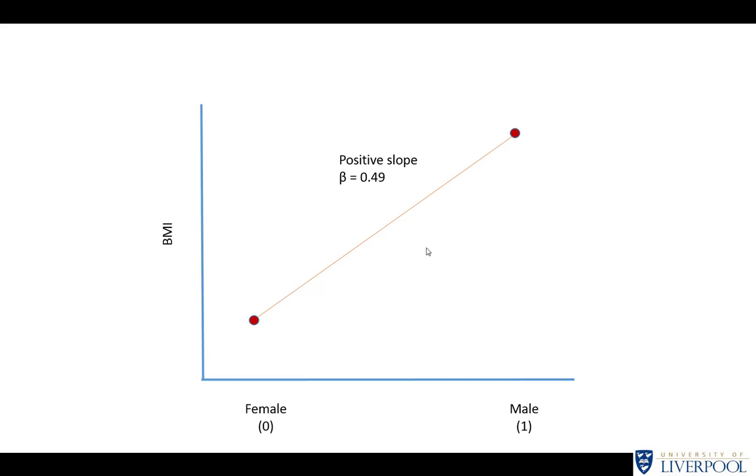Now, if we categorize things in a different way, so if instead of having females as category 0 and males as 1, we flipped it, so males are 0 and females are 1, what would happen here is simply the direction of the slope would change. The mathematical value of this slope, the beta, would remain constant. It doesn't matter which way you code it, the beta value remains the same. The only thing that changes is the direction of the association. So now it becomes a negative association between participant sex and the BMI.